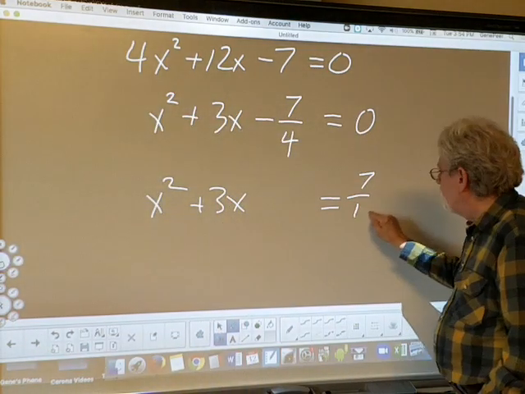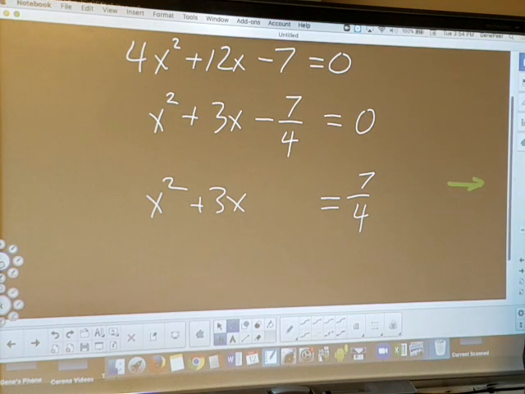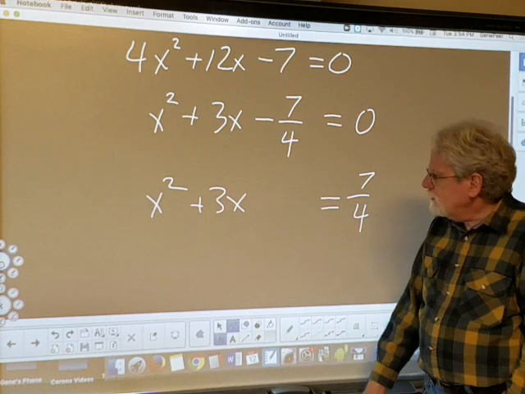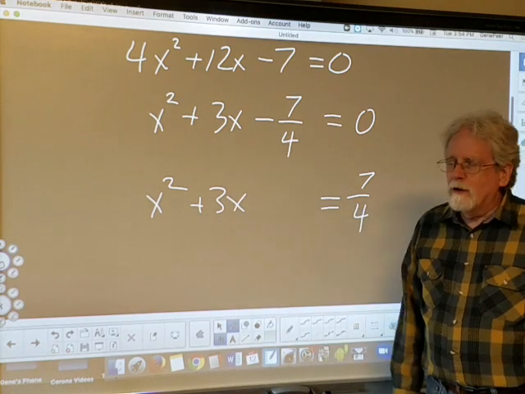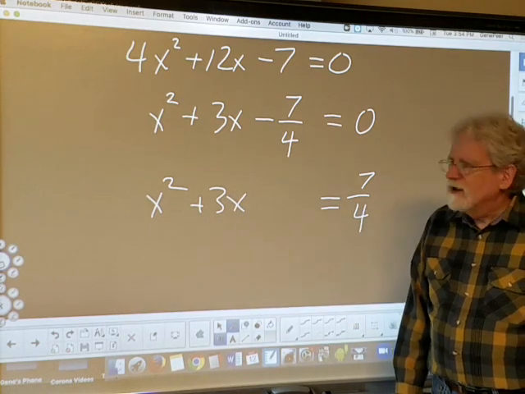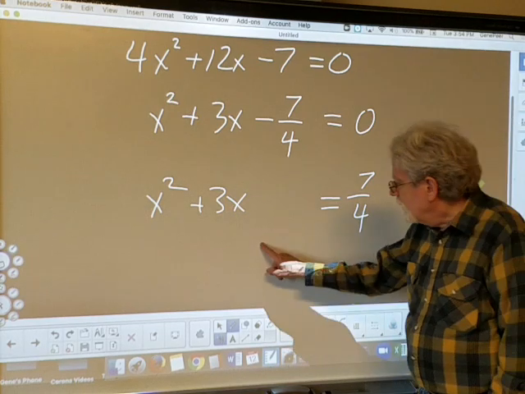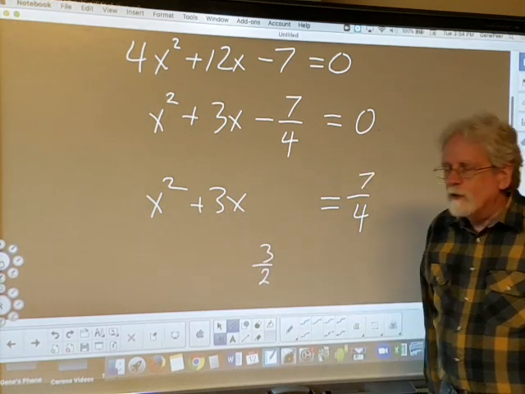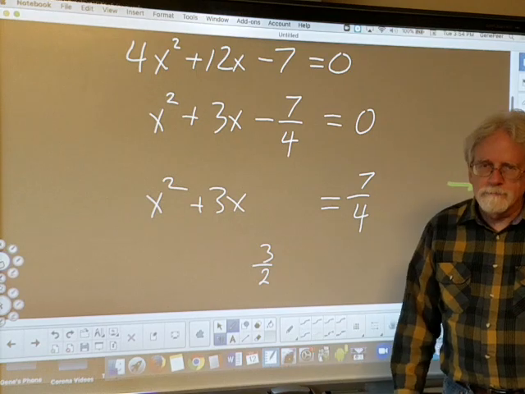Add 7/4 to both sides. Now we complete the square. Oh, Mr. Bear? Yes? How do you take half of 3? Oh, come on. You can take half of 3. You know, the easiest way to take half of 3 is stick a 2 under it. We just took half of 3.